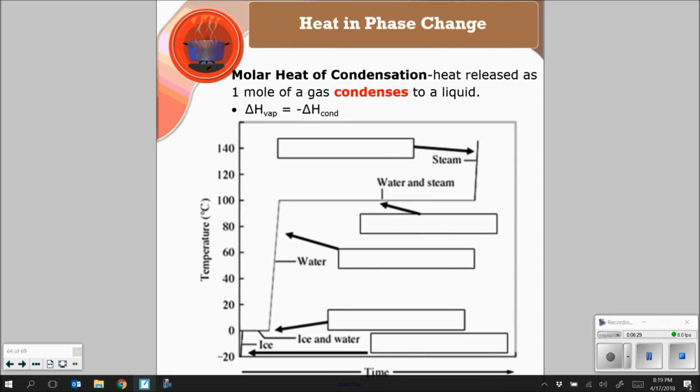The opposite for that would be the heat of condensation. So again, just like our previous slide, this is going to be negative, because as you condense to a liquid and you go from steam to water, you have to release that heat.